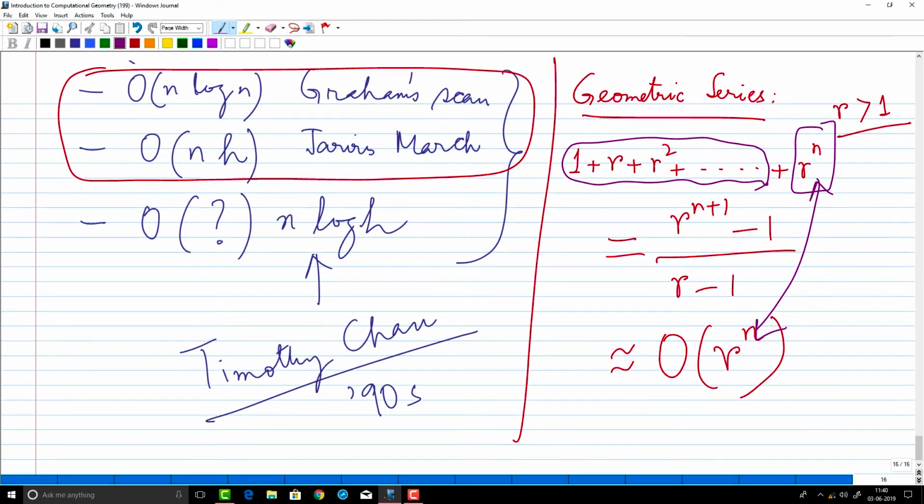An interesting consequence is, look at a complete binary tree. Let us start from the very basics.